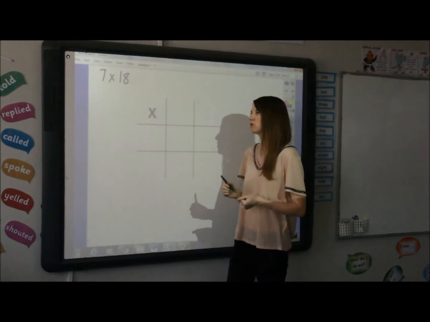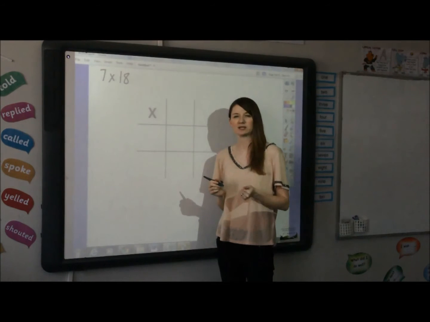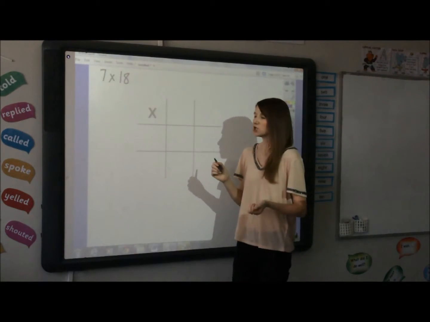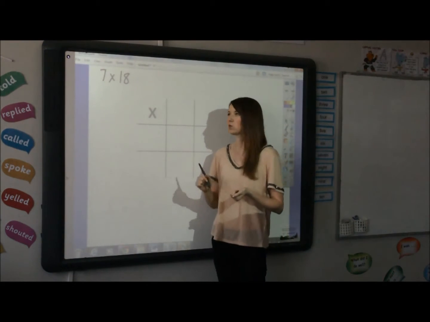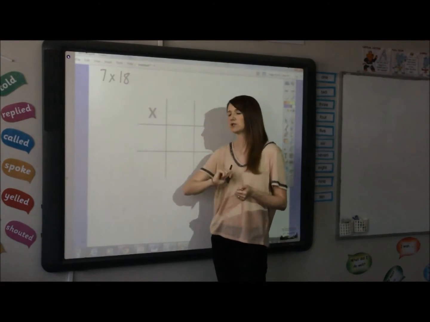Classroom door. Today we're going to be taking a look at multiplication using the grid method. So if we look at this first example, we are multiplying a one-digit number by a two-digit number.